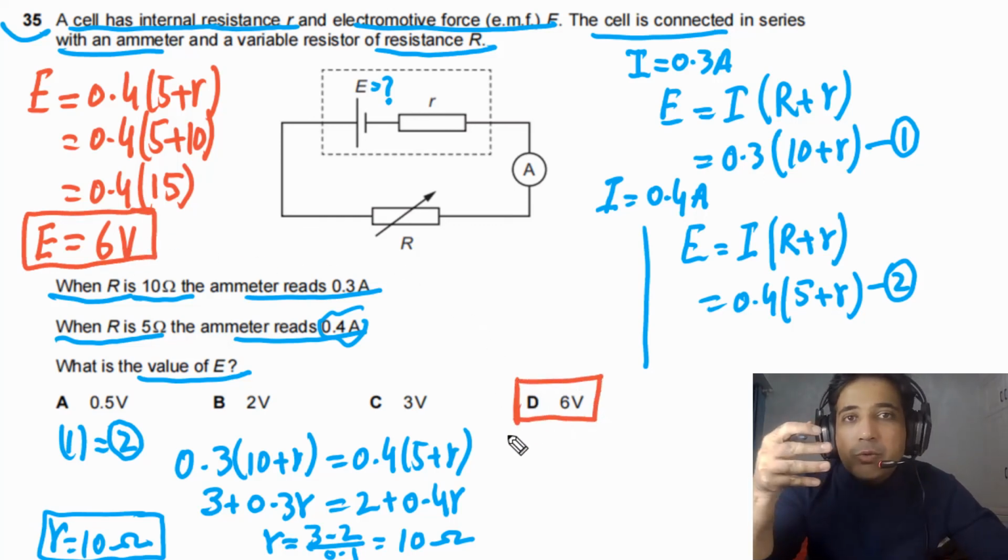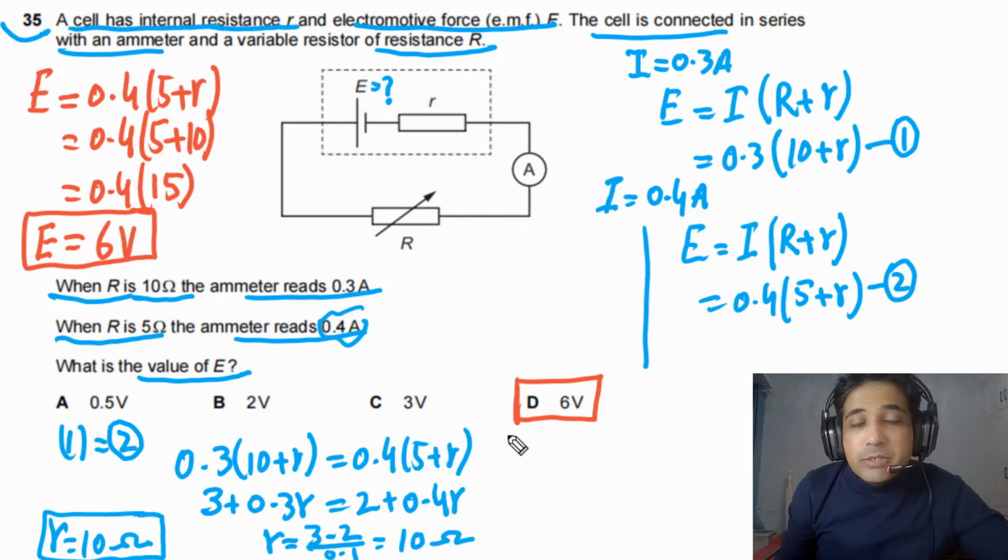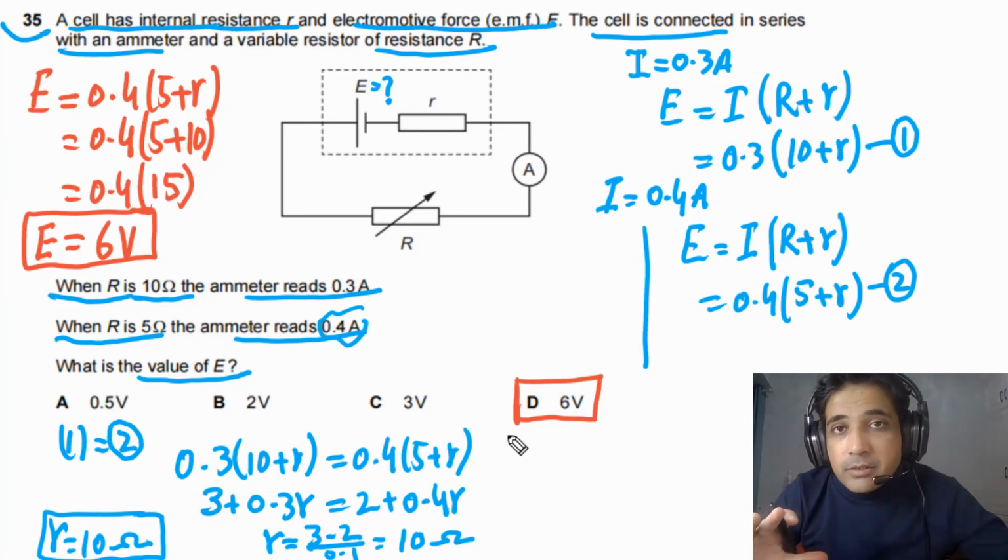So this is how you can approach this type of problem. This is also a kind of typical question. You need to understand how to find internal resistance and how to find the EMF of a battery. Very nice question. You need to get very clear about this type of problem. And this is how you can answer this type of question.